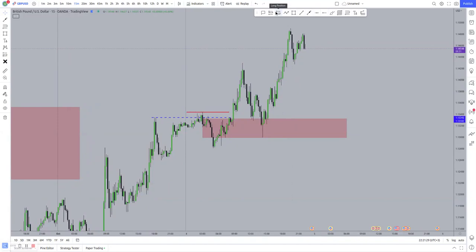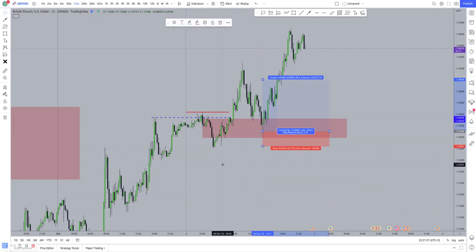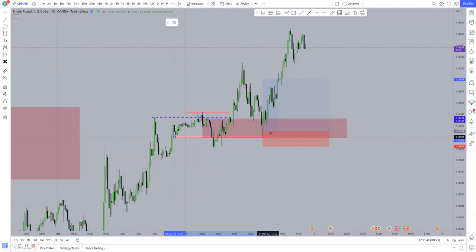So my entry was right here on this candle. Right here, and my stop loss. There's somebody who was asking me about my stop loss. My stop loss, you see this low that has been taken out by this move. Like this, my entry was here, and my stop loss was below this horizontal line.